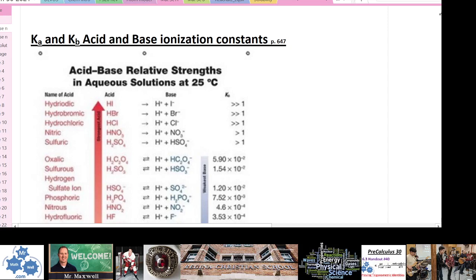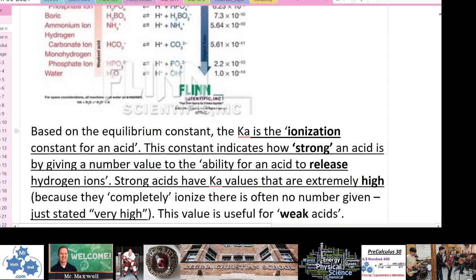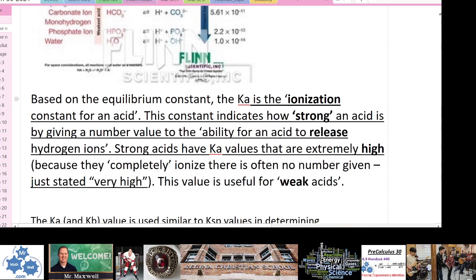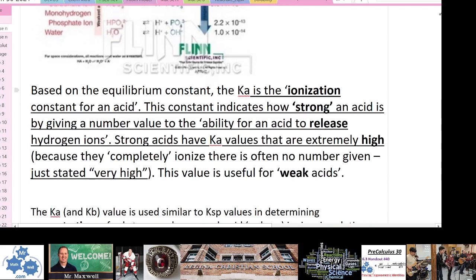Now Kb is very similar, except we're talking about bases. So if you're talking about the strength of bases, a very strong base would have a very high Kb. And it would work the same way. Okay? All right. A strong base would have a very high Kb, very low Ka, if you want to think about it that way. Very, very low.